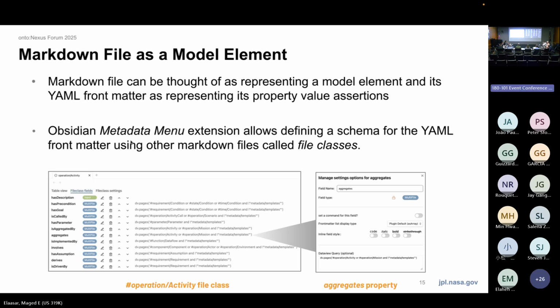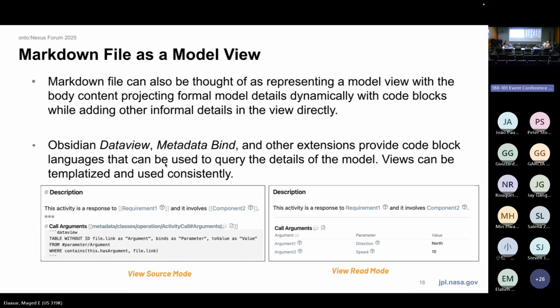So luckily, Obsidian has this extension called Metadata Menu that allows you to look at a Markdown file as a model element. Already, you can define classes and you can define attributes. So we took advantage of this by, in our adapter, we basically generate all the metadata required by this extension to have a realization of the vocabulary within Obsidian.